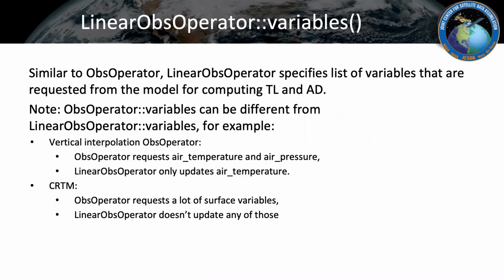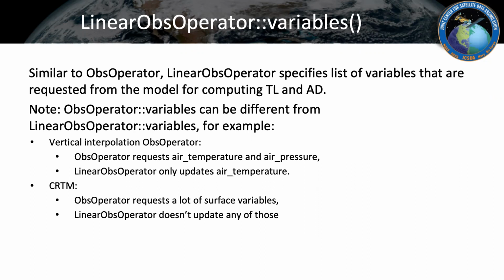The other takeaway is that our obs operator and our linear operator can act on different variables available inside of our data. So we have some examples here. For a vertical interpolation, a regular obs operator requests that the model provide air temperature and air pressure in order to do its work. But when we're doing the tangent linear and adjoint calculations, the linear operator is only updating air temperature, because we don't care about updating pressure.